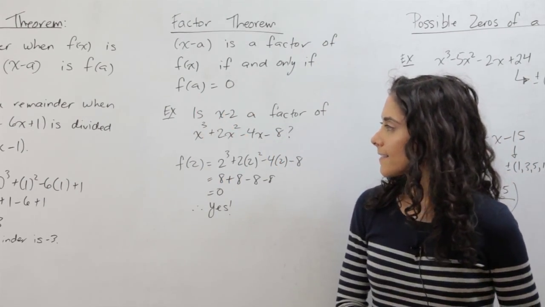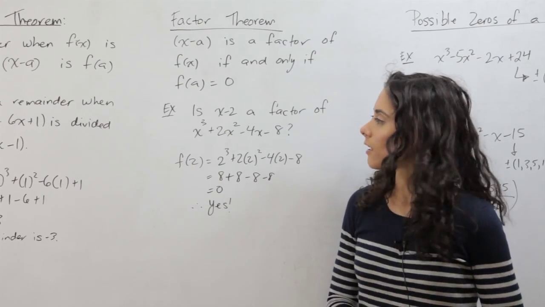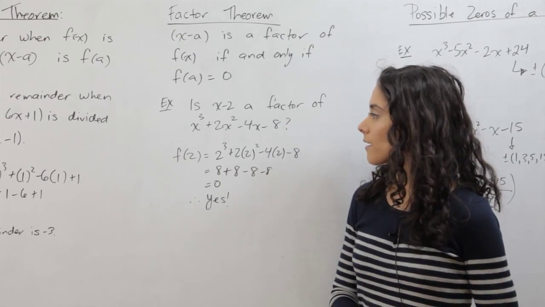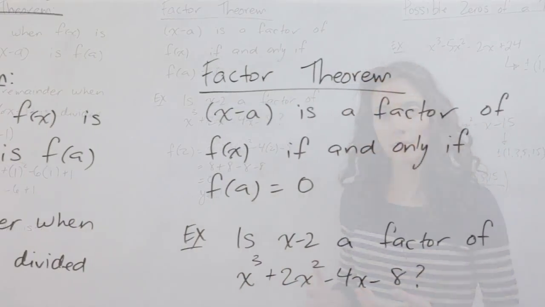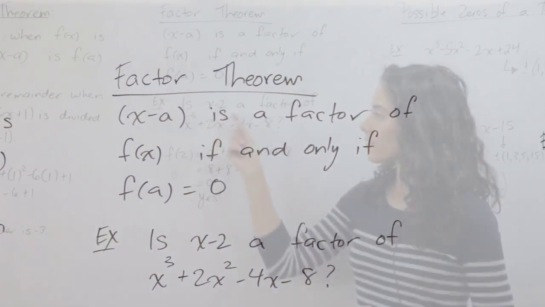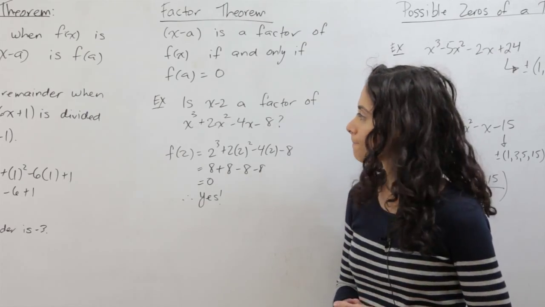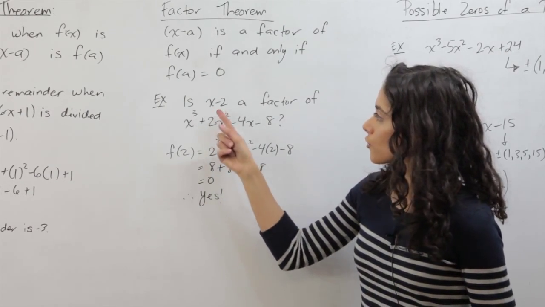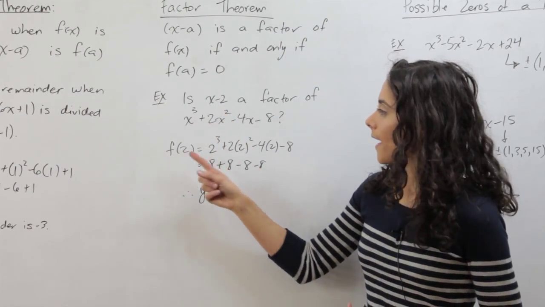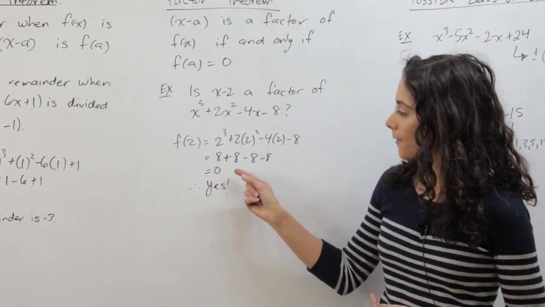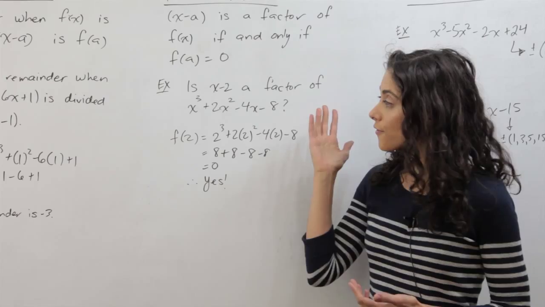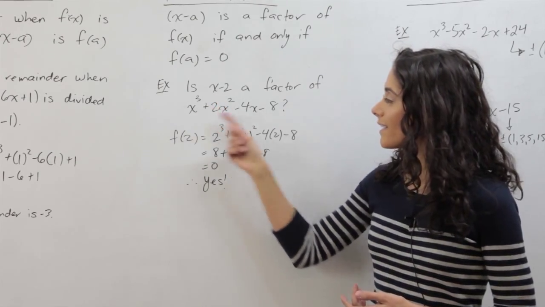So the question: is x minus 2 a factor of x cubed plus 2x squared minus 4x minus 8? We're not going to do long or synthetic division. It's much faster to simply take the 0 that goes with this binomial factor and plug it in. So 2 is what makes this 0, and that's what we're plugging in here into x. If you do that and simplify, we get 0, and by the factor theorem, x minus 2 is a factor of this polynomial.